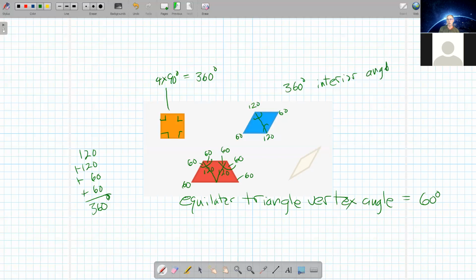Now, just because we found 3 examples, does that mean it's always true? Interior angle sum. Answer is no. There could be an exception to the rule. So we have evidence that it's 360 for quadrilaterals in general, but we haven't proved it. So I'm going to go off to Geogebra now for a quick experiment.